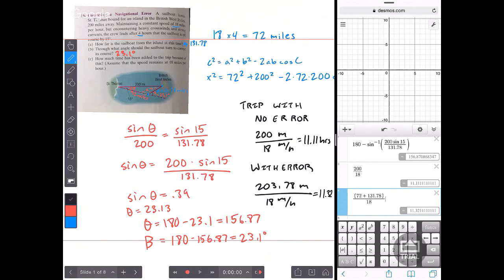So this minus 11.11 is, it's going to take them 0.21 hours more. That's a weird way to phrase that. So I'm going to multiply that by, let's see, there's 60 minutes in an hour. So 12.6 minutes more. 12.6 minutes due to their mistake.